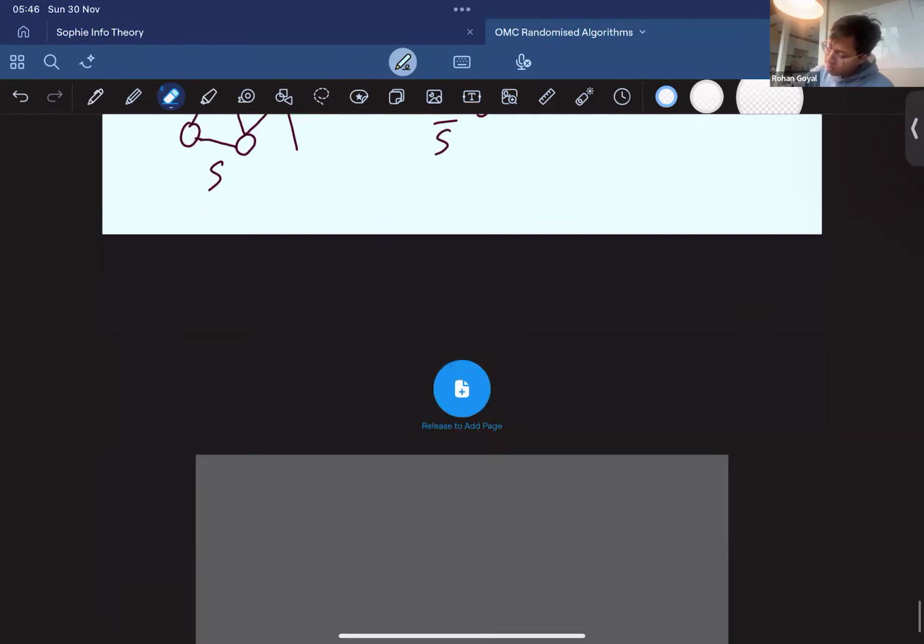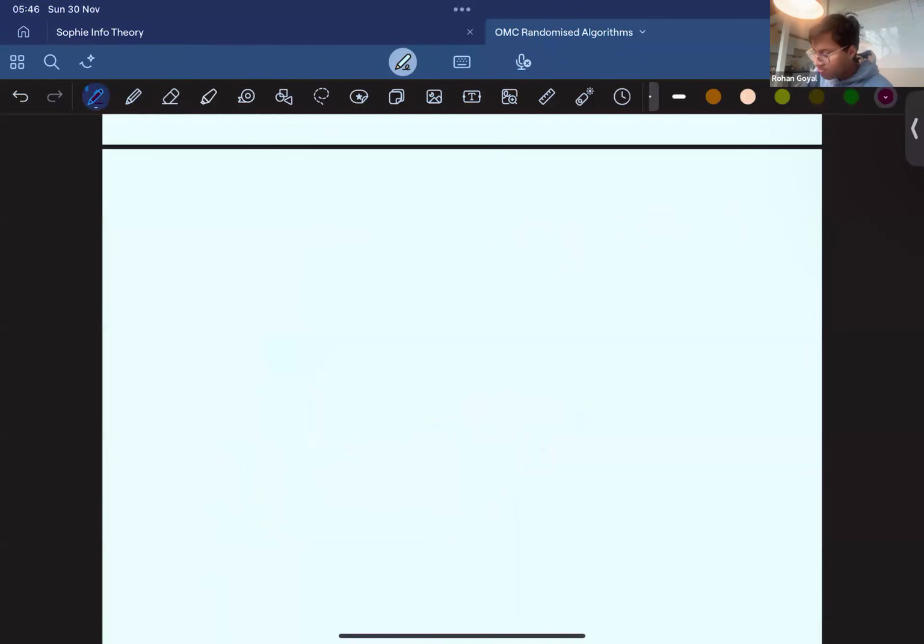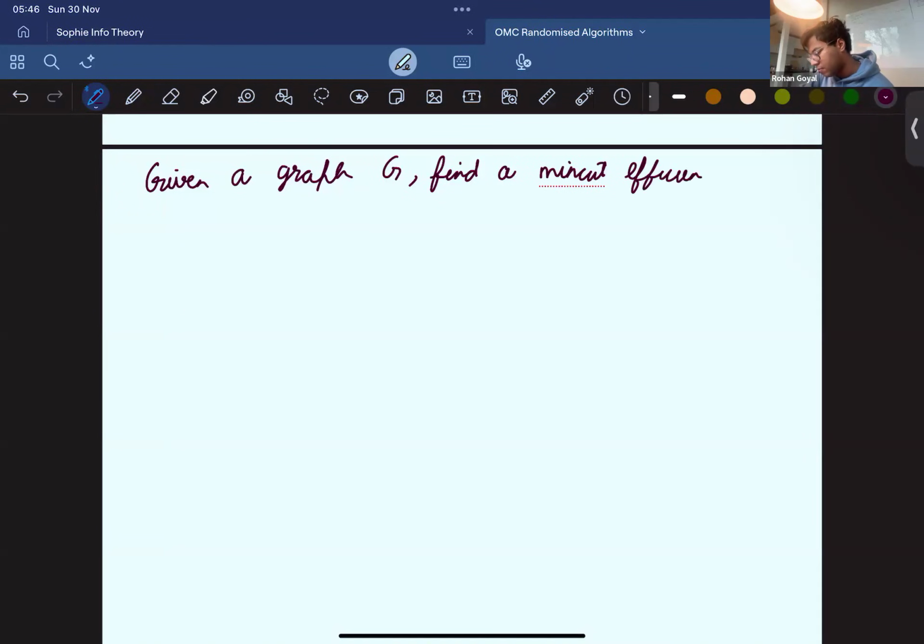Good. So the problem is, given a graph G, find a min cut efficiently. And I don't want to get into what efficiently means too much, but the point is you should really not be going over all sets, for example. Your algorithm should do something smart, you should be somewhat fast.